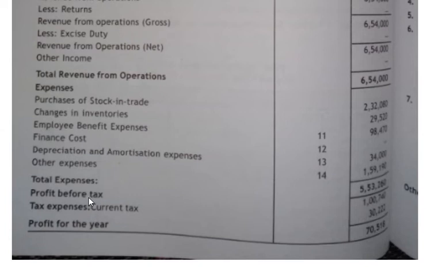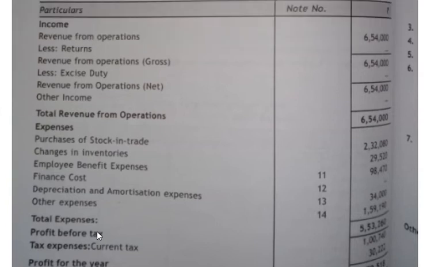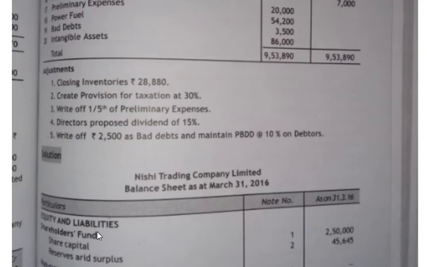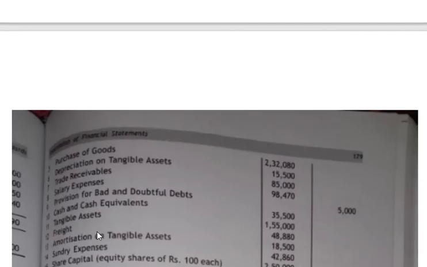How will you get your profit before tax? Total revenue from operations minus your total expenses. You get your profit before tax, minus your tax expenses. Then you get something called the profit for the year. This profit will be considered in your balance sheet. So this is basically the format of the statement of profit and loss. First let us look into our question.